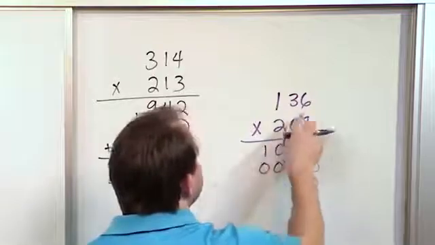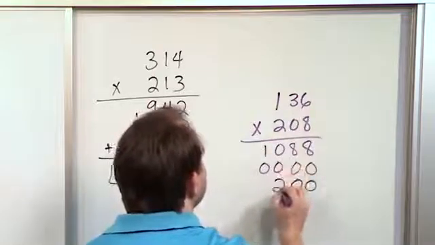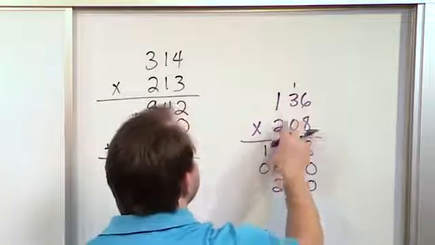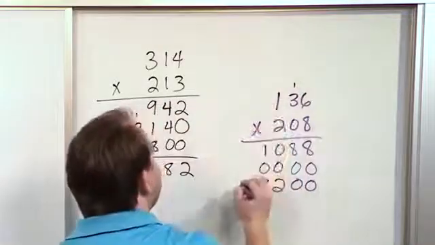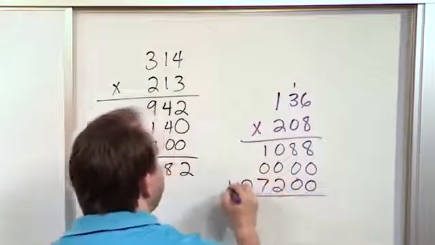We want to multiply now by the 2, so we drop to the next line and we add 2 zeros. 2 times 6 is 12, so we put a 2, carry the 1. 2 times 3 is 6, plus 1 is 7. 2 times 1 is 2. Put the 2 there, and now we add all this up.